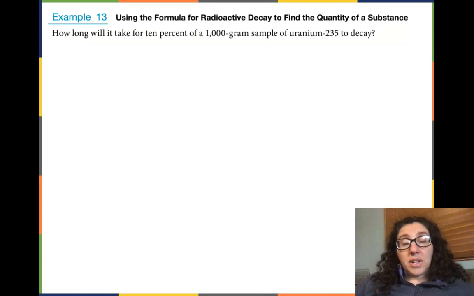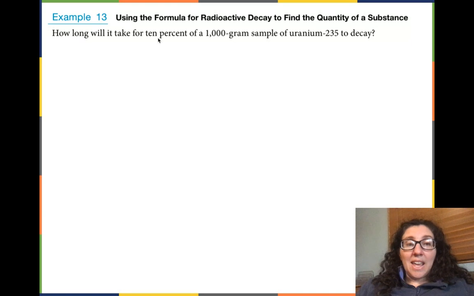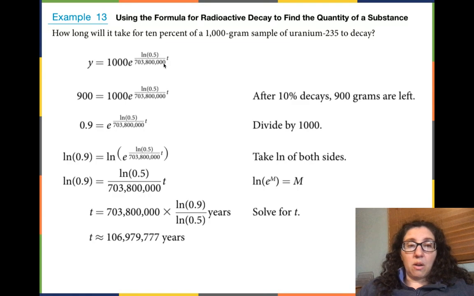All right, so here's an applied problem. How long will it take for 10% of a 1,000 gram sample of uranium-235 to decay? All right, so setting this up, we're going to have to think back to how we would set this up for an exponential. So here we go. y is the amount that we have. It's continuously decaying, so it's going to be continuous decay. Our initial amount is 1,000. And then we have e to this times t.